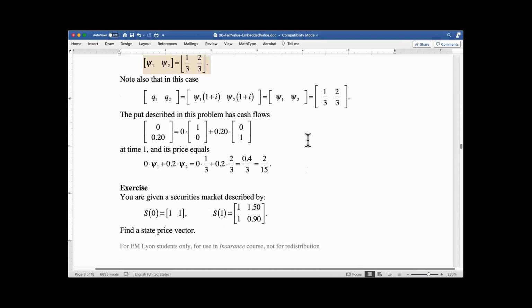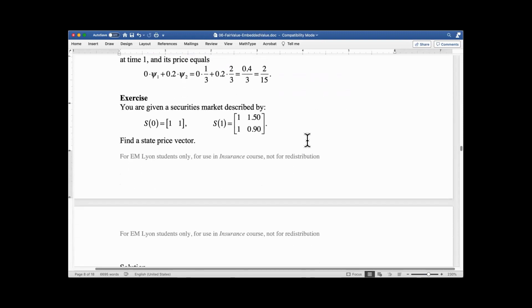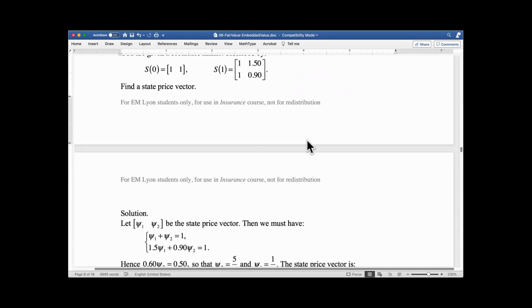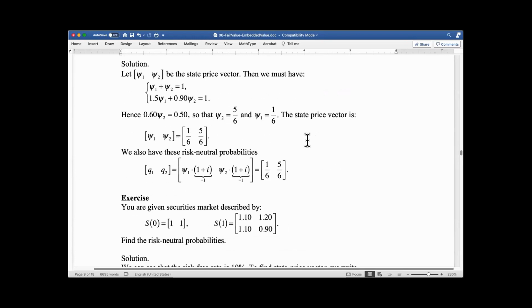This is exactly the standard calculation in the two-dimensional market. Now here is another two-dimensional market. You are given a securities market described by S of 0 is 1, 1, S of 1 is 1, 1, 1.50, 0.90. Find the state price vector. So again, we form this system of equations. Psi1 plus psi2 is 1, 1.5 psi1 plus 0.90 psi2 is 1. And we solve it. Psi1 is 1/6, psi2 is 1/6.